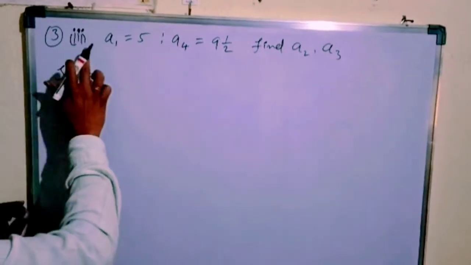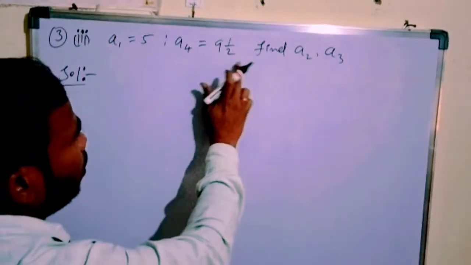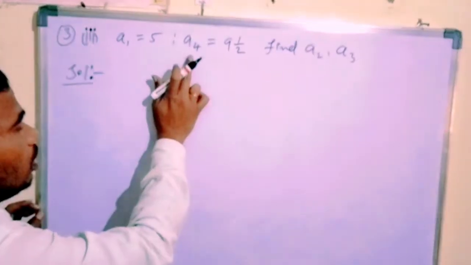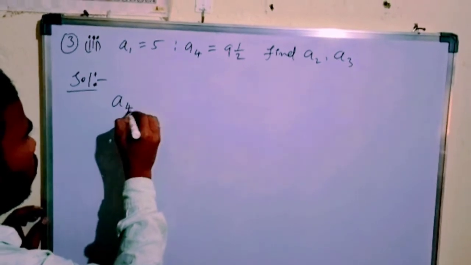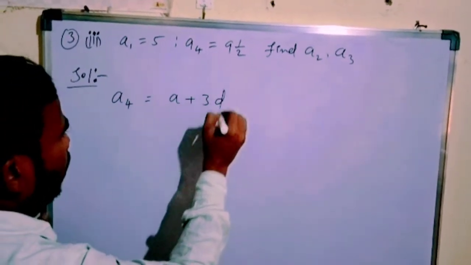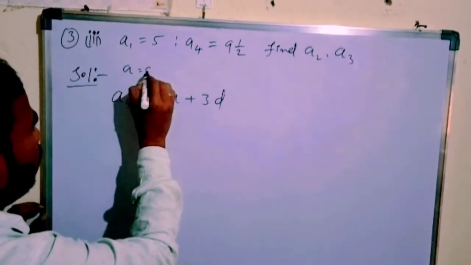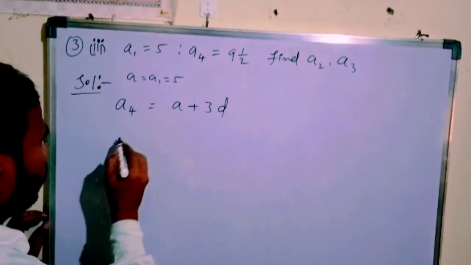Now the third question: A1 is equal to 5, A4 is equal to 9.5, find A2 and A3. A4 is given. Solution: A4 is equal to a plus 3d. Here a is equal to A1, which is 5. So A4 is equal to how much?